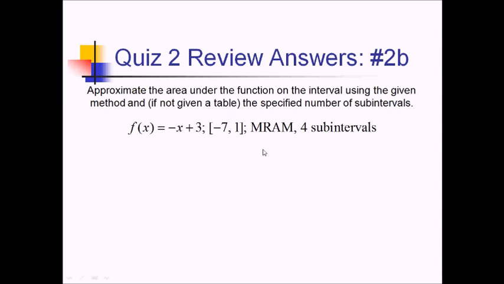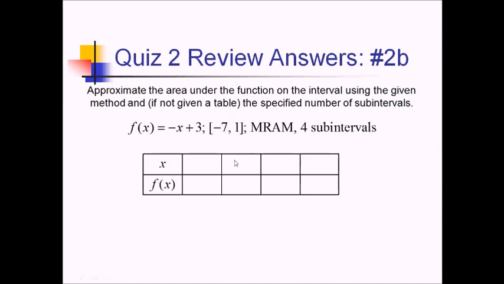So if I'm doing the midpoints, and I'm going 4 subintervals from -7 to 1, that means each subinterval has a distance of 2. So the first rectangle goes from -7 to -5. So the midpoint of that would be -6. And then since these are going by 2s, I would have -4, -2, and 0. 0 is the midpoint of the last rectangle, which goes from -1 to +1. All right, plugging all these in.